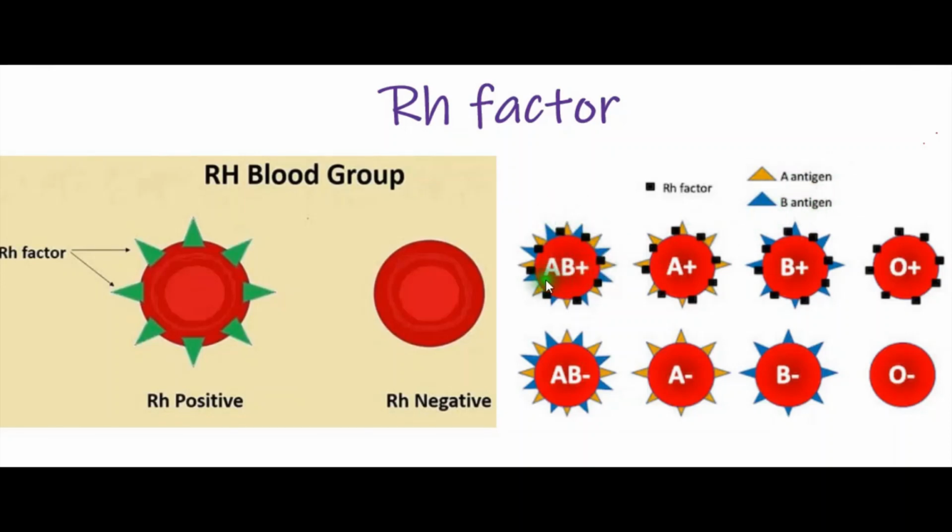Now AB blood group. The AB blood group person's body contains A antigen, B antigen, and RH factor. In an A blood group person's body, A antigen is present and RH factor is also present. In a B group person's body, B antigen is present and RH factor is present. In O blood group, there is no antigen, but only the RH factor is present on the surface of the RBC.